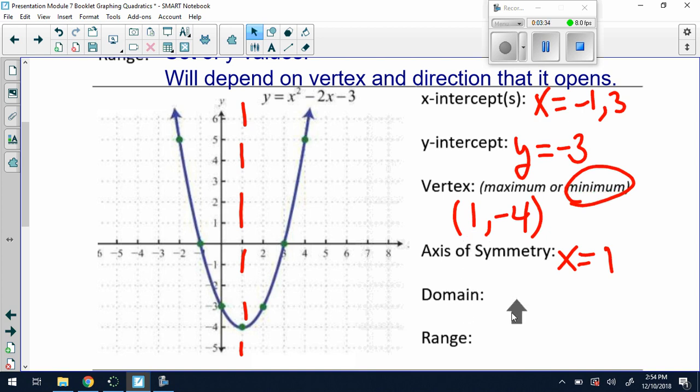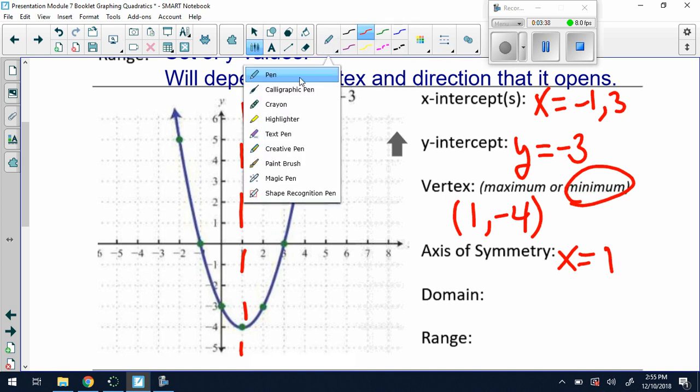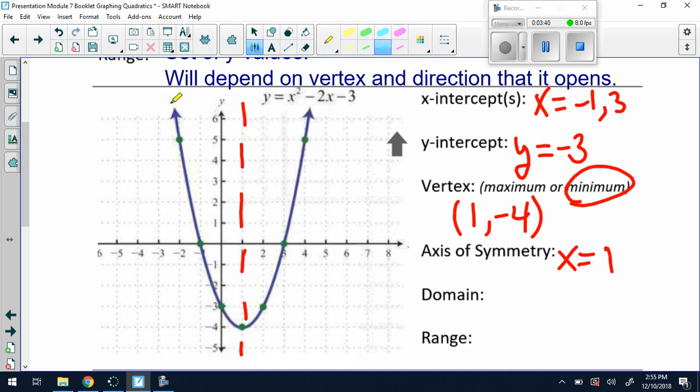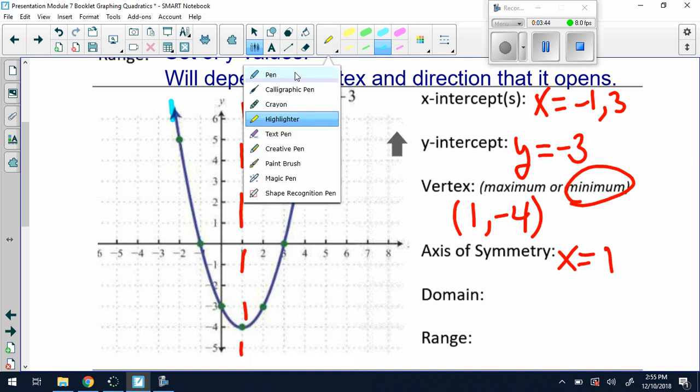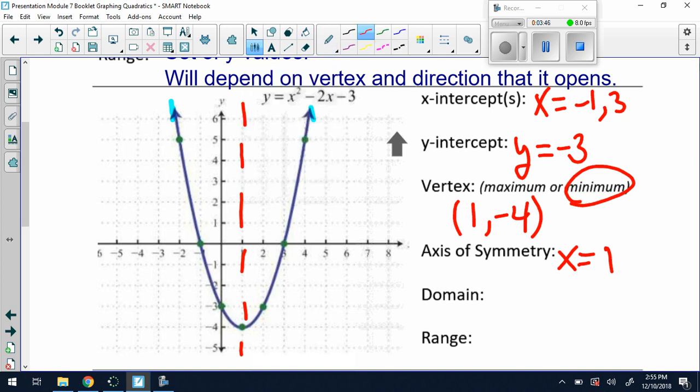Finally, my domain and range. Remember, for domain, I am going to look to the left and to the right. See how I have an arrow and an arrow? So it goes forever in both directions. My domain is all real numbers. As I said, it will always be all real numbers for all parabolas. I'm going to show you how to write the symbol. It's a capital R with a double backbone. And remember, that means all real numbers.